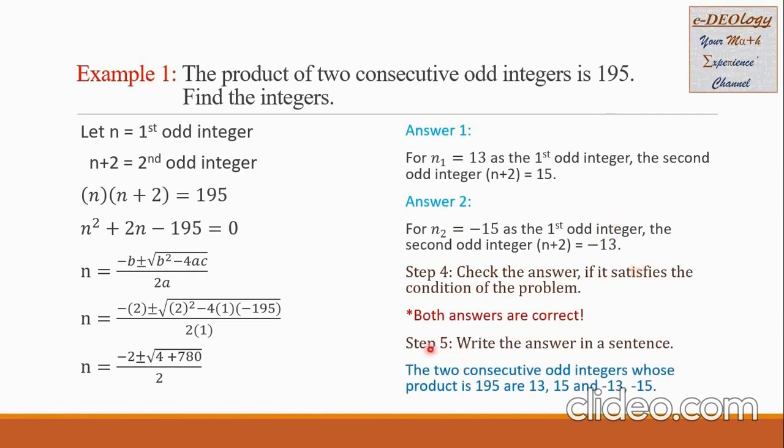So step 5, we're going to write the answer in a sentence. So this is the answer. The two consecutive odd integers whose product is 195 are 13, 15, and negative 13, negative 15. And this is our final answer.